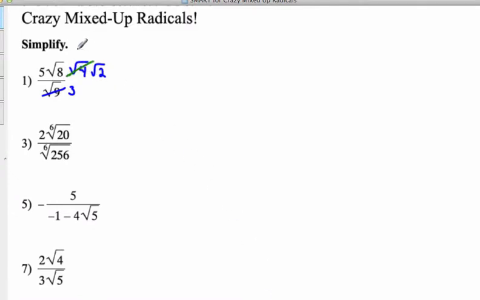Simplify the square root of 4. And let's see what's left. 5 times 2 is 10. So 10 radical 2 over 3.